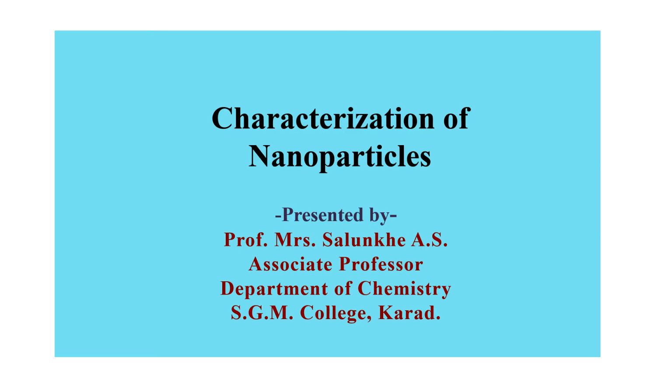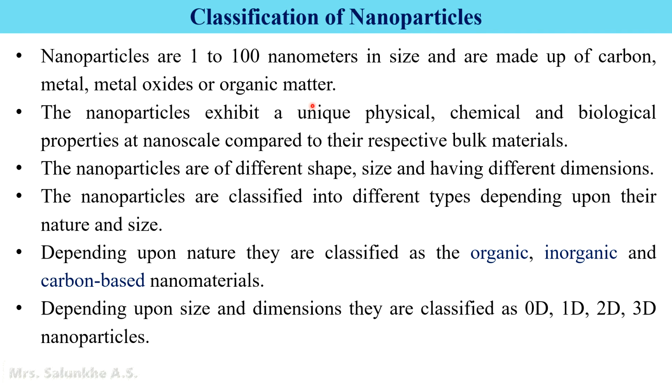Welcome everyone. Let us study characterization of nanoparticles. We all know that nanoparticles have the size from 1 to 100 nanometers, and nanoparticles are of different types. They may be carbon nanoparticles, metal oxide, or they may be made up of organic matters. They have different physical and chemical properties, biological properties with respect to their bulk materials. These nanoparticles are of different shapes, size, and having different dimensions.